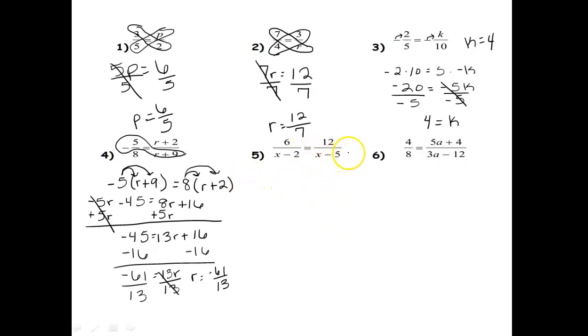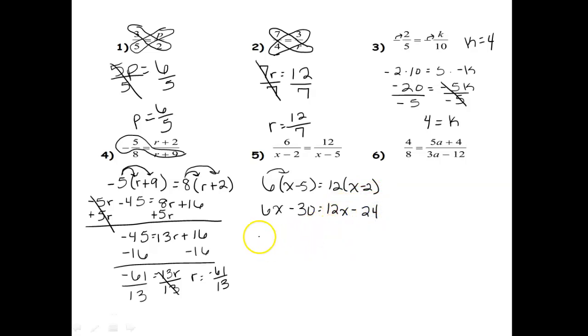All right, we do the same thing. Cross multiply. 6 times x minus 5 is equal to 12 times x minus 2. Distribute: 6x minus 6 times 5 is 30 is equal to 12x. 12 times negative 2 is negative 24.